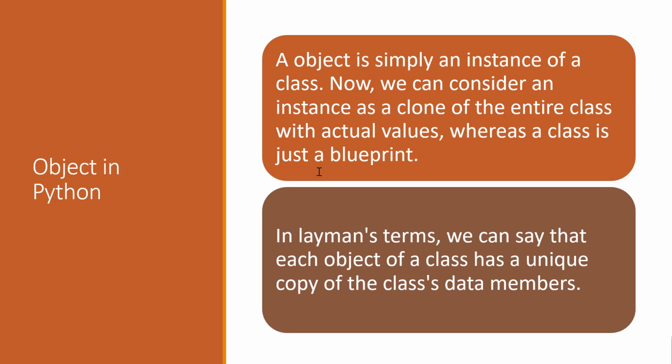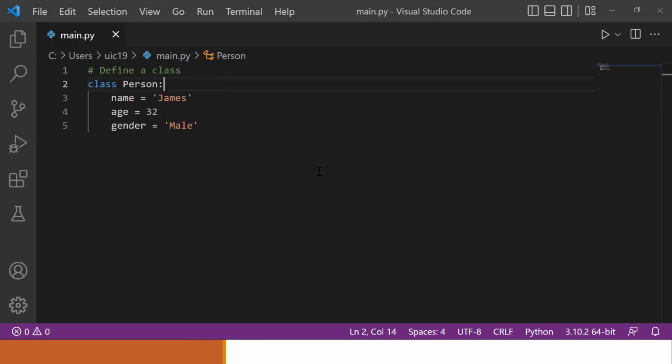Now let's understand this with the help of an example. So I will come back to my Visual Studio Code. Here you can see we have already defined a class. Now let's discuss how we can define an object.